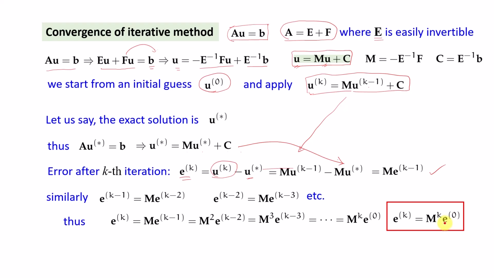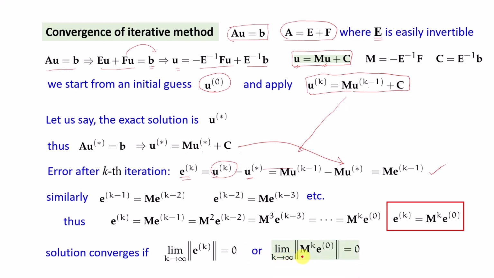That is the difference between exact solution and the initial guess. All right, so now we understand the solution converges when k is large. In many iterations, this e_k should go to 0, then we can say that solution converges. So theoretically, when k goes to infinity, we hope that we will reach exact solution. Then we can say solution converges. Well, then we can say that limit k tends to infinity, the norm of this M^k e_0 will be 0. That would be the condition of convergence.